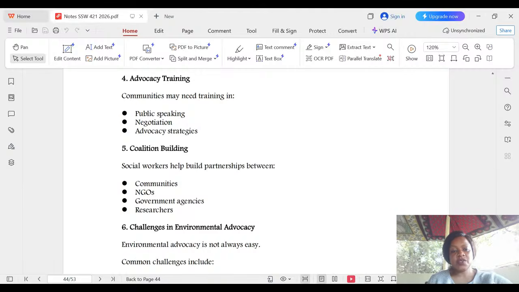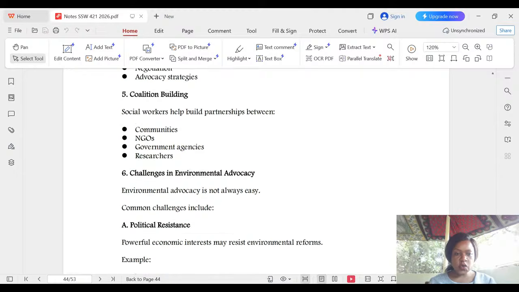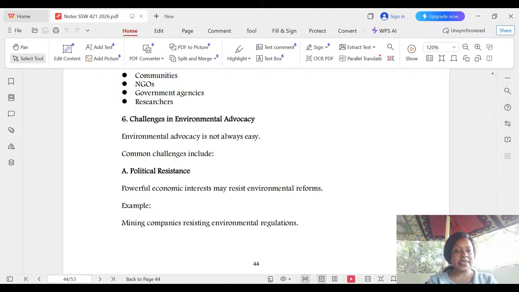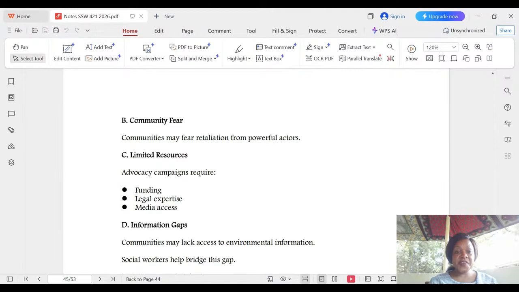What are some of the challenges you'll face in environmental advocacy? It's not always easy, so you may face political resistance. Powerful economic interests may resist environmental reforms. For example, mining companies resisting environmental regulations. Okay, you want to get out the minerals as fast as possible. Okay, they may be very powerful. Community fear. Communities may face retaliation from powerful actors, perhaps from what they have observed happening to other communities or themselves in the past.